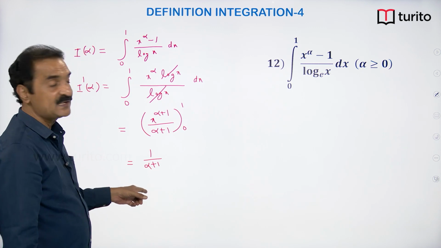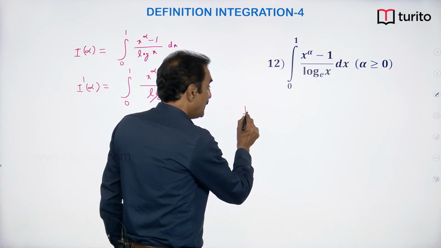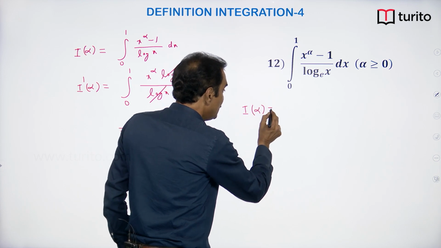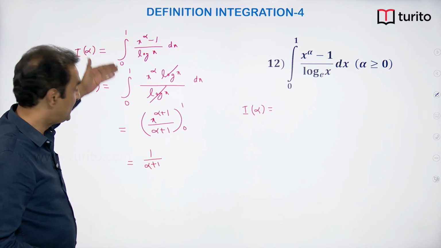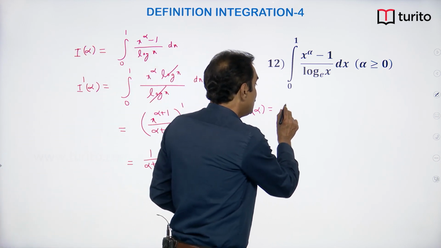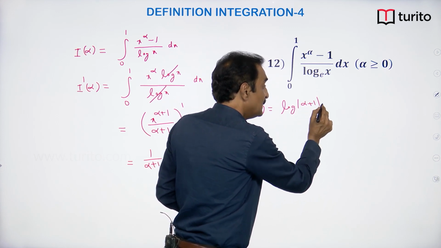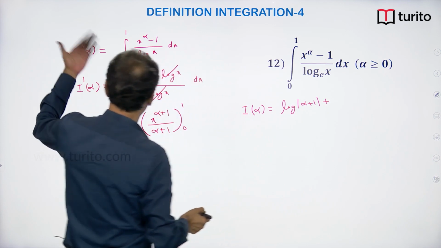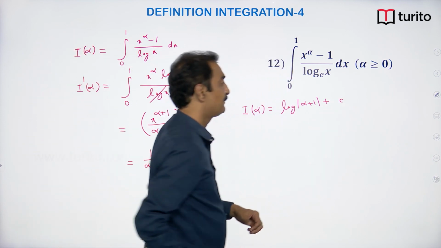If I dash alpha is 1 by alpha plus 1, what is I of alpha? I of alpha will be its integral. Integral of I dash alpha is I of alpha. What is the integral of 1 by alpha plus 1? Log mod alpha plus 1. But this is indefinite integration now. So, we have to write the constant of integration plus c.